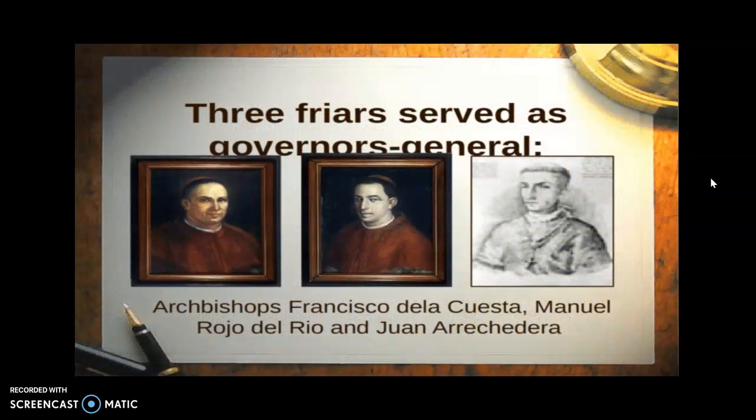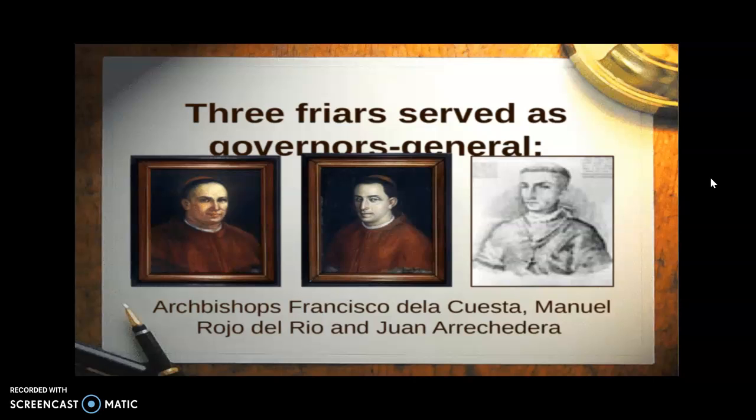let's meet the three friars that served as Governor General. Alright? So according to the Patronato Real agreement, the Archbishop had the highest rank in the church and was given extensive powers. His powers were not only limited to church affairs but also extended to political and economic affairs. There were even instances where he also held the position of the Governor General when vacated, like Archbishop Francisco de la Cuesta, Archbishop Manuel Rojo del Rio, and Archbishop Juan Arizidera. Alright, so they were the head of the church during the time.